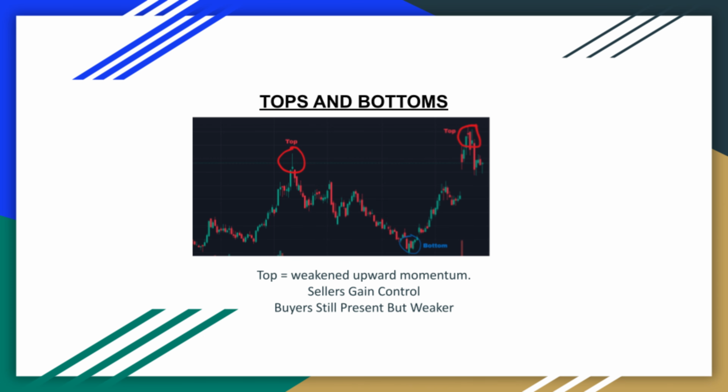A top is an area where upward momentum begins to weaken. Buyers are still present, but sellers start to gain control. As selling pressure increases, price struggles to move higher and may begin to fall.